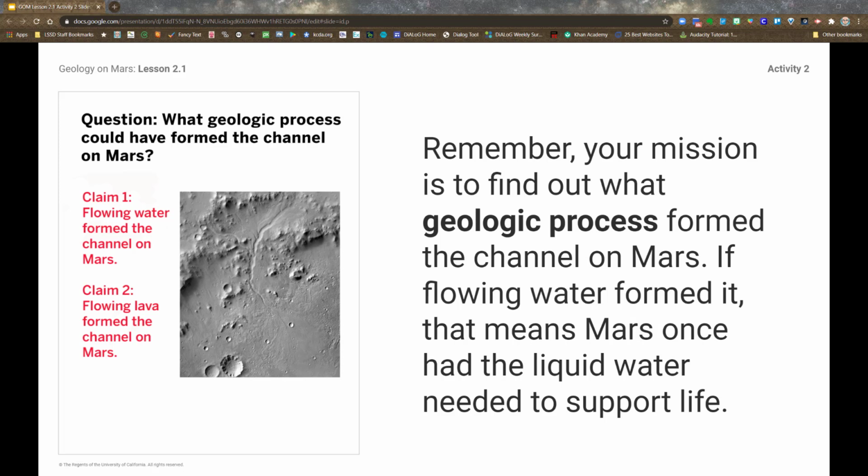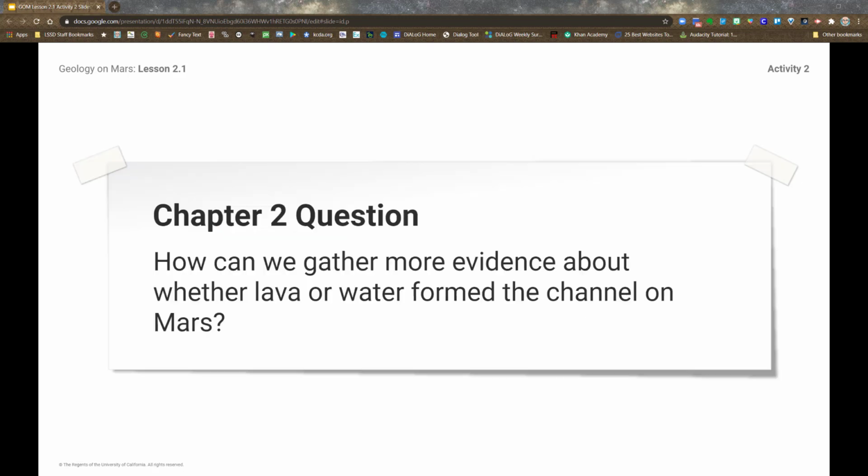In the next few lessons, we will think about ways scientists get evidence about processes that are difficult to observe, such as those on other planets. Chapter 2 question: how can we gather more evidence about whether lava or water formed the channel on Mars?